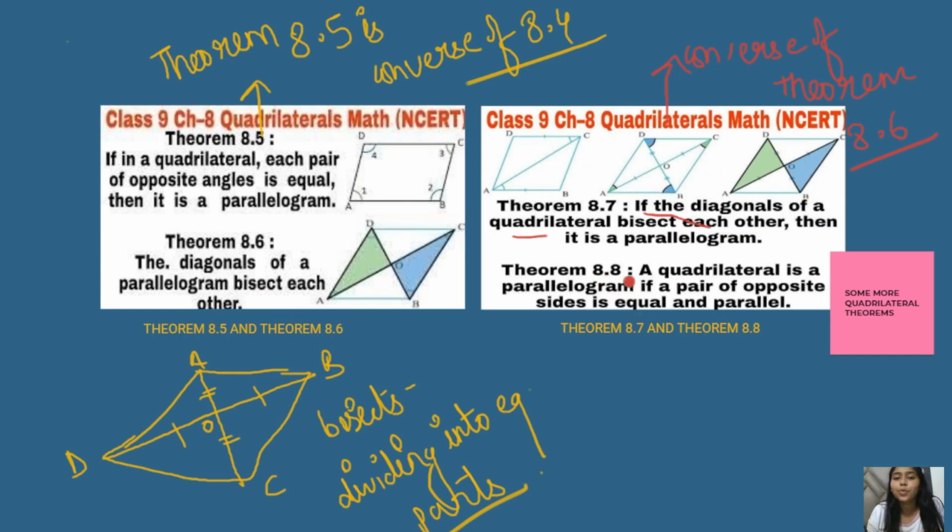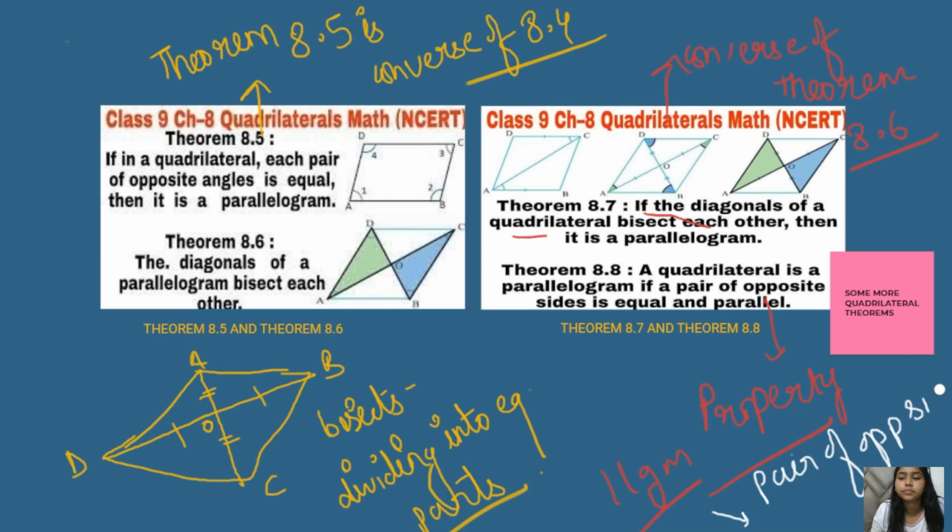Right, now move ahead with theorem number 8.8. Theorem 8.8 suggests that a quadrilateral is a parallelogram if a pair of opposite sides is equal and parallel. This is the property which I have told you in the earlier slides, that in a parallelogram the pair of opposite sides are equal and parallel, right? This is what we call theorem 8.8.